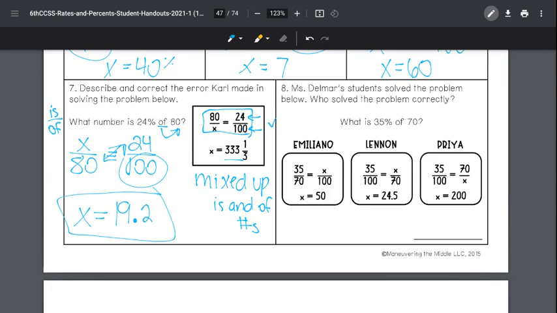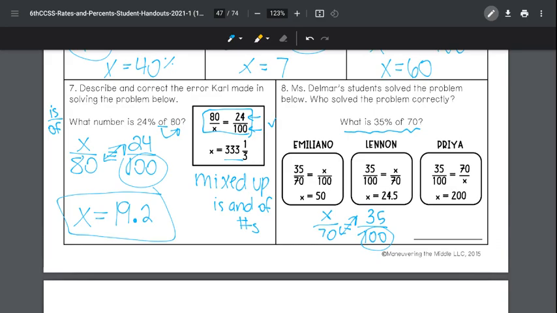Number 8. Mrs. Delmar's students solved the problem below. Who solved the problem correctly? What is 35% of 70? I've got 35% over 100% equals what is 35% of 70? Of goes in the bottom, which means we're solving for is. Cross multiply and divide. Who has a setup that matches ours?